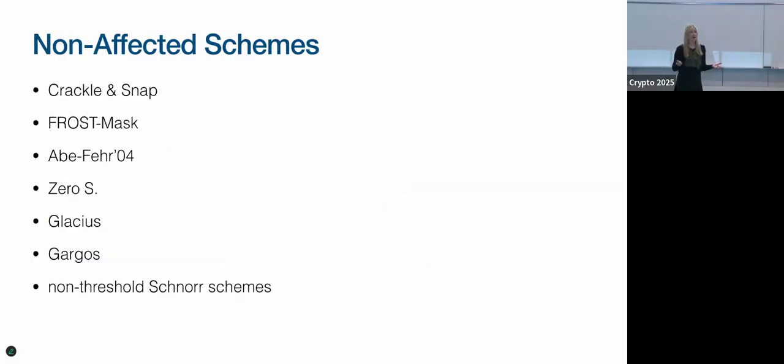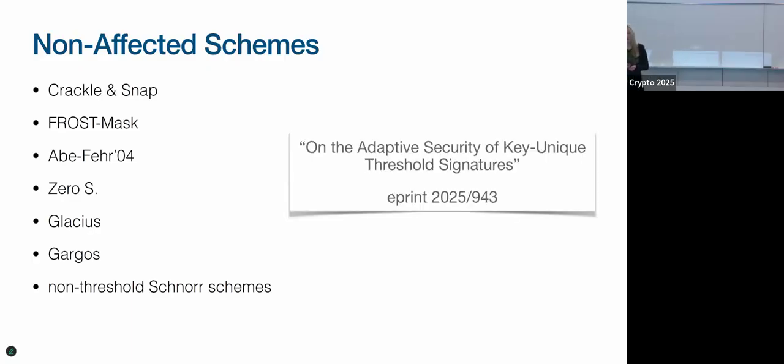I also want to mention some schemes that don't have this structure. Some of the ones that we've seen today, people talked about Glacius, Gargos, this new work, FROST Mass, Crackle and Snap, et cetera, and also non-Schnorr schemes. I just want to point out there's a related work that we have which gives a classification of these schemes and some understanding of why the properties of these schemes actually get around this attack. We also provide a series of impossibility results, which uniquely also only rely on public key shares. So it's a very interesting property. Okay, so let's now take a look at how the attack works.